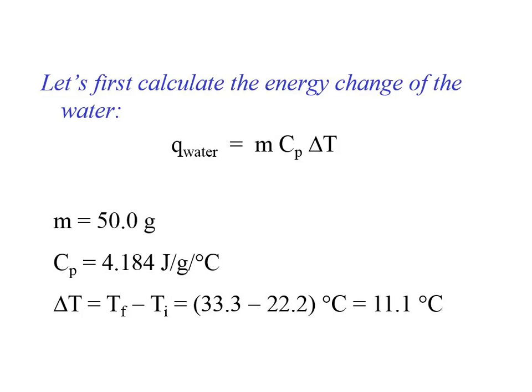Yes, we can. The mass of the water is 50.0 grams. The specific heat of water, you told me, 4.184. That's joules per gram degree Celsius. I know it's written weird like that. And then delta T is always final minus initial. So in this case, it's that equilibrium temperature of 33.3 degrees Celsius, and we're subtracting 22.2 degrees Celsius, the initial temperature of the water.